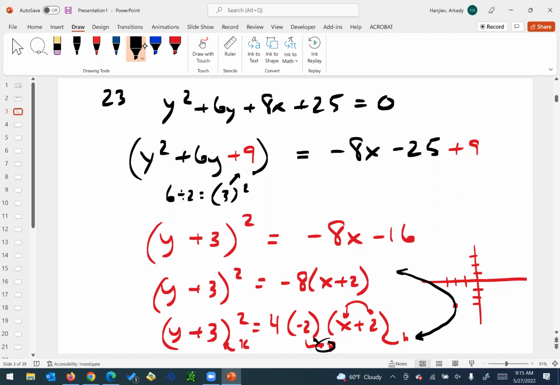On the horizontal, on the vertical ones, if p-value is positive, it opens up and goes down. So that's an easy one. I would say this, guys, real quick here.